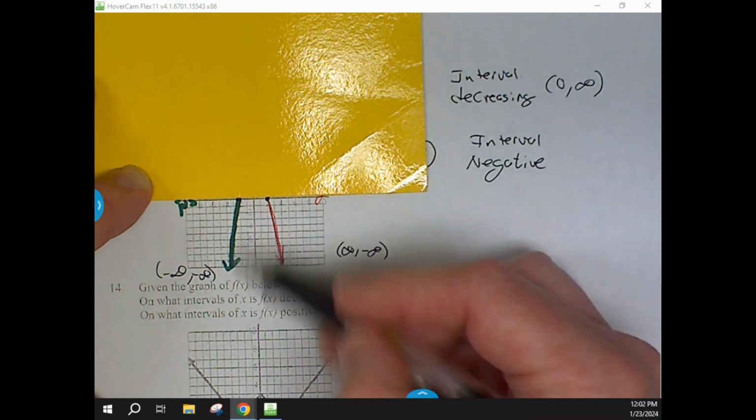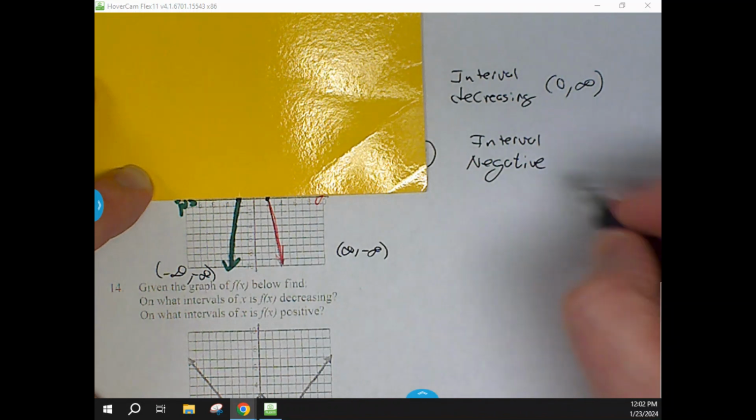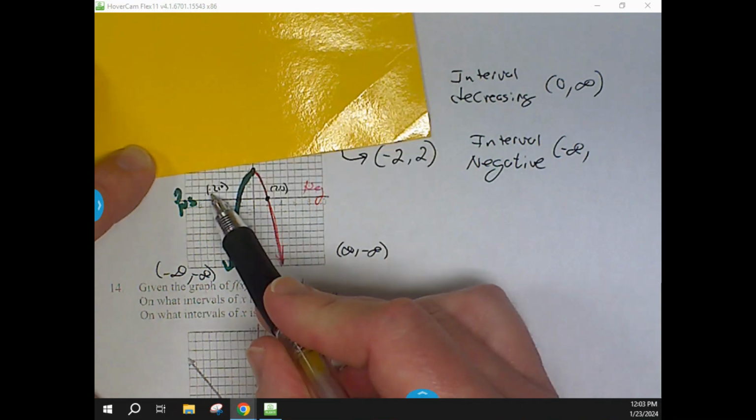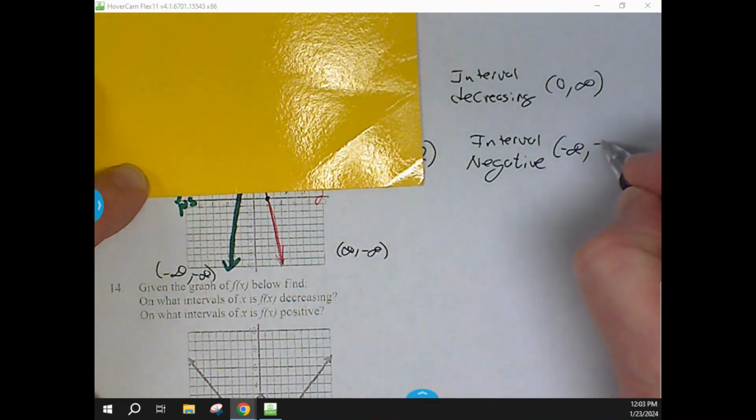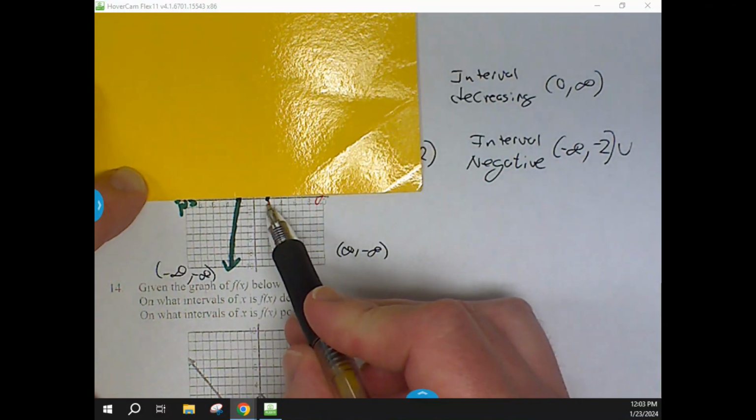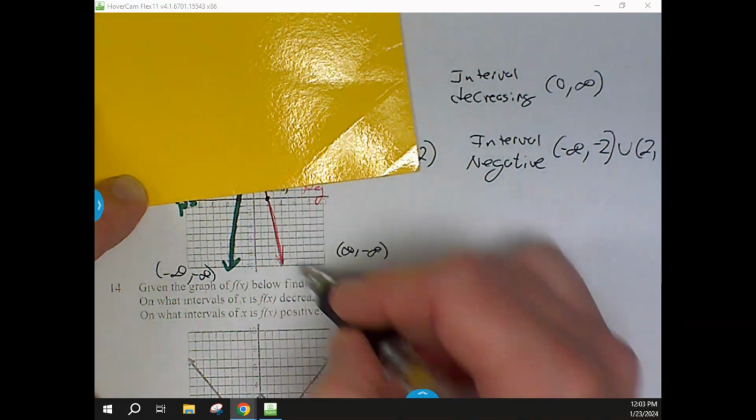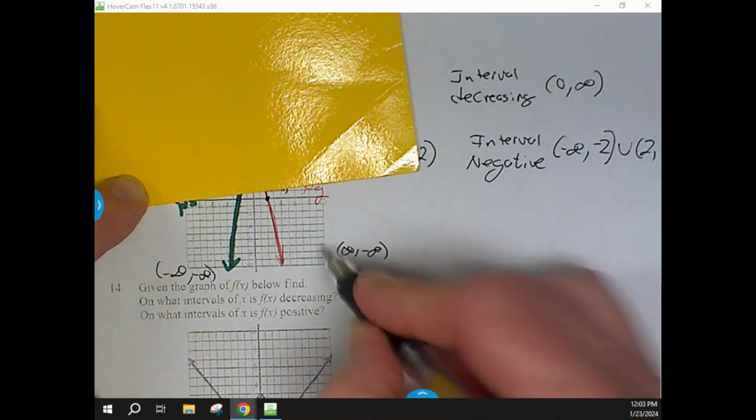So this little chunk of the graph here starts at negative infinity, and it goes till we stop at this point, which is at negative 2. Okay, and then we're going to do a U for union, because then it jumps over to this point over here that's at 20. And it goes down to this point, which is infinity, negative infinity. But again, we're only going to use the x values, so it's 2 out to infinity.